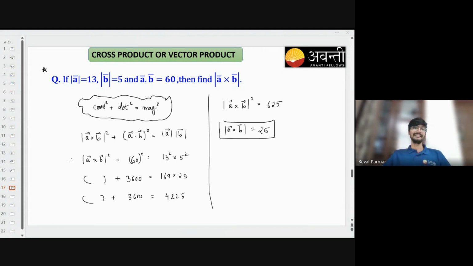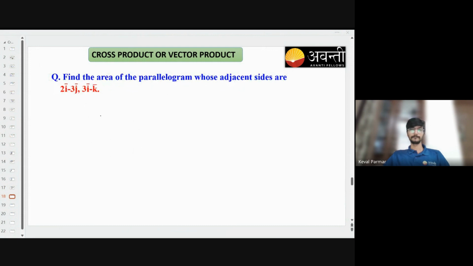Excuse me. Let's see the next question. Find the area of a parallelogram whose adjacent sides are, this is very simple, A vector equals 2i cap minus 3j cap, and B vector equals 3i cap minus k cap. So area will be equal to A vector cross B vector ka modulus. So let us find A vector cross B vector.